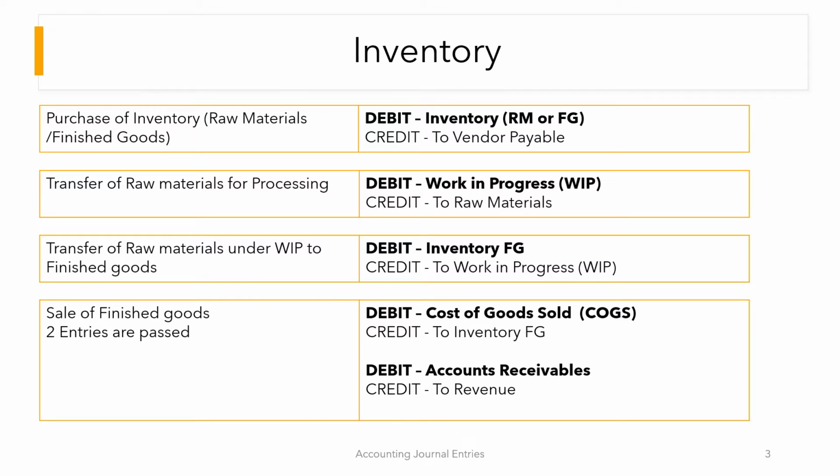For sale of finished goods, there will be two entries which will get passed. One is debit cost of goods sold or COGS, credit to inventory finished goods, and debit accounts receivable and credit to revenue.